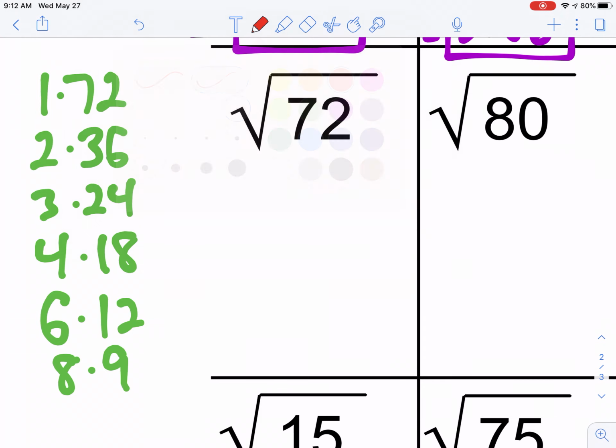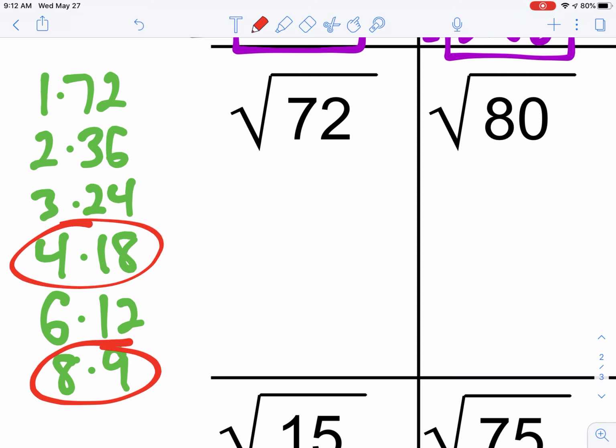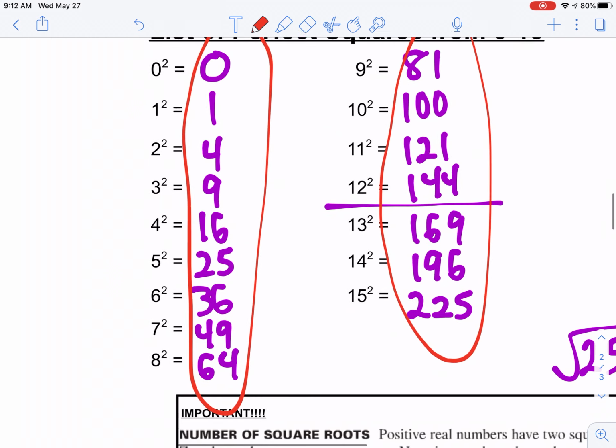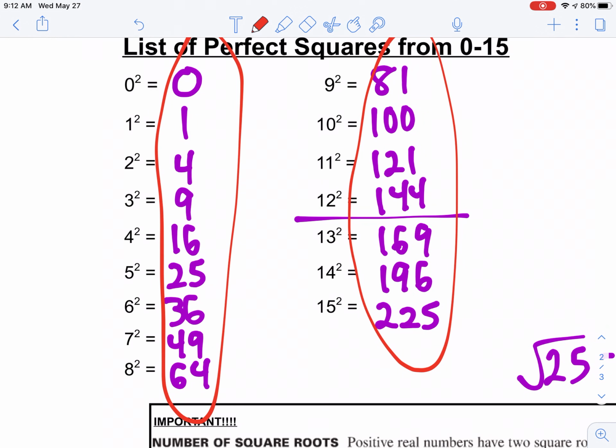So lots of these are perfect squares. 9 is a perfect square. 4 is a perfect square. There's actually another one that's a perfect square, 36. If you look up in your list, and you should always consult this list up here, we had 4, we had 9, and we had 36 that were all factors of 72 that all appear in this list.